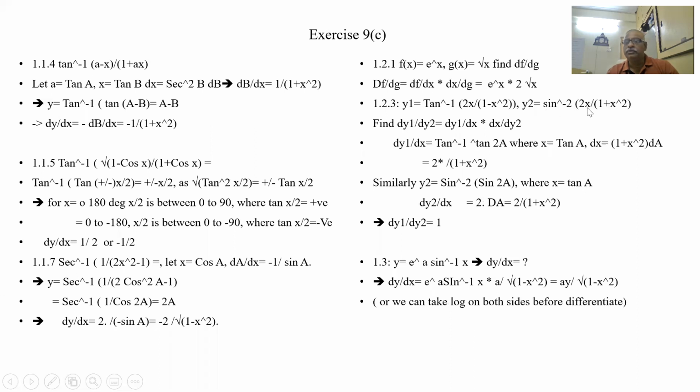Here sin inverse of 2 tan t by 1 plus tan square t is sin 2t, so sin 2a. So this is also 2 dA. So dy1 by dy2 is equal to 2 by 2, that is 1. And both are same. Okay.